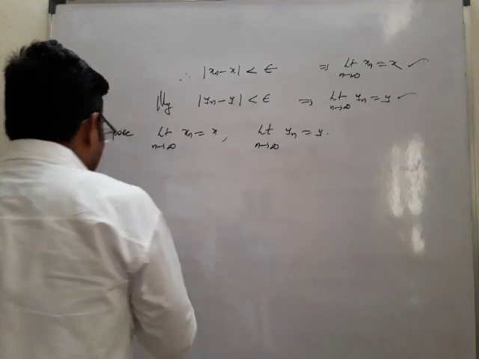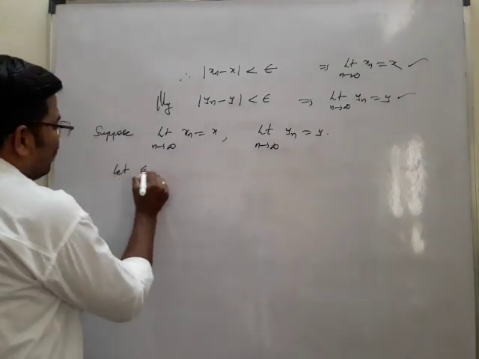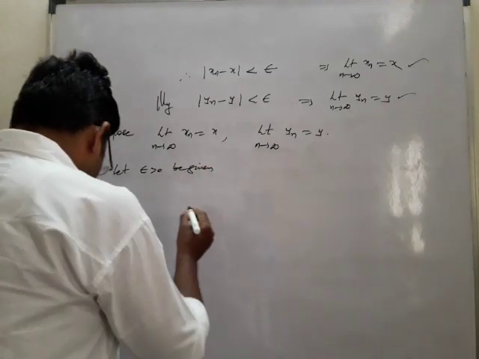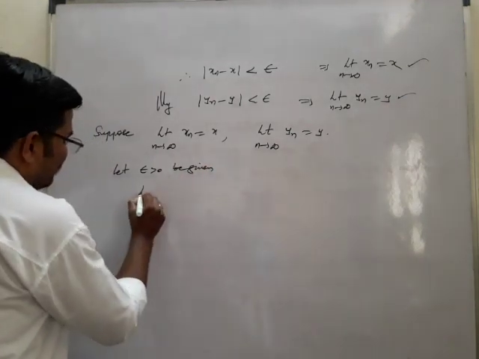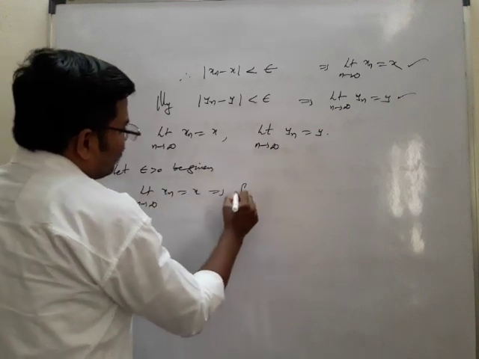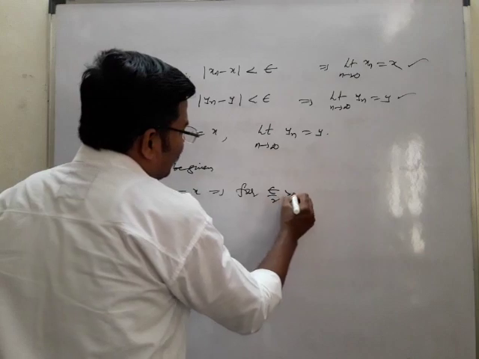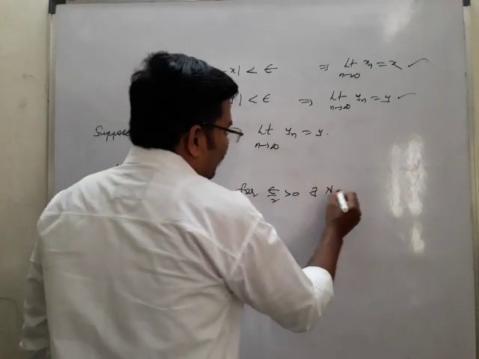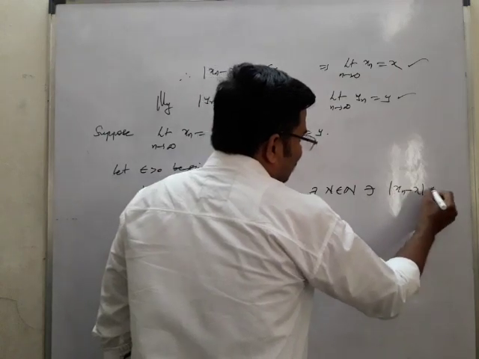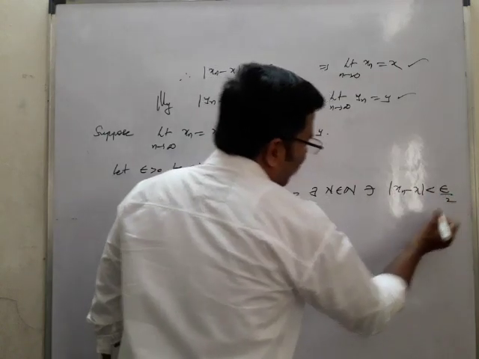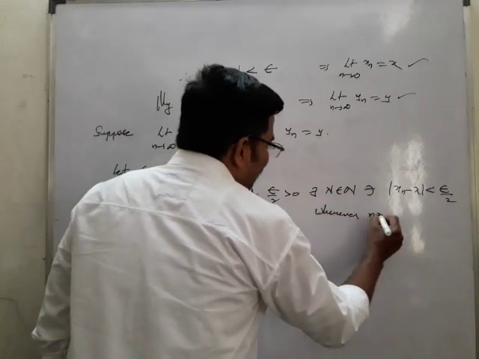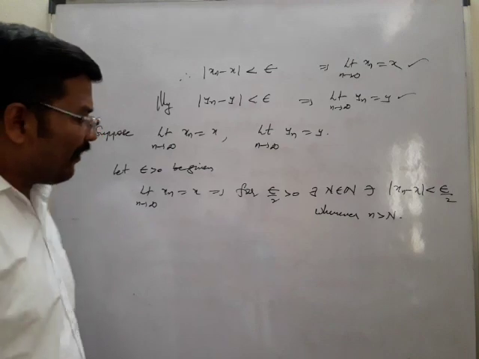Now we'll write the definition. Let epsilon greater than 0 be given. I am writing the definition of the limit. So limit as n tends to infinity, xn is equal to x, that implies for epsilon by 2 greater than 0 there exists n belongs to N such that mod xn minus x is less than epsilon by 2 whenever n is greater than n. Now this is according to the definition.